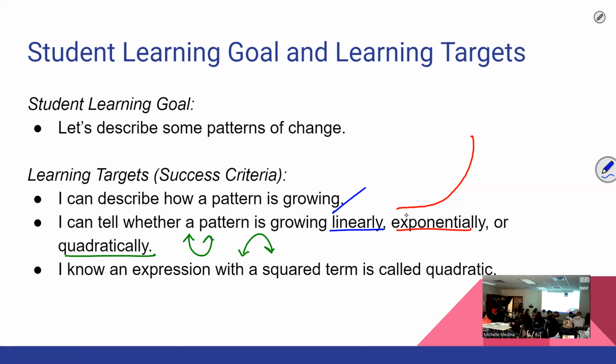What's the equation for linear? Okay, good. What about for exponential? Perfect. I have not yet taught you the equation for quadratics, but by the end of this lesson, you should be able to tell me it. And that's how you'll know that you're successful, if you can meet all the learning targets. That's why they're even in there to begin with. Use them kind of like a study guide. So last thing, you'll know an expression with a square term is called a quadratic.